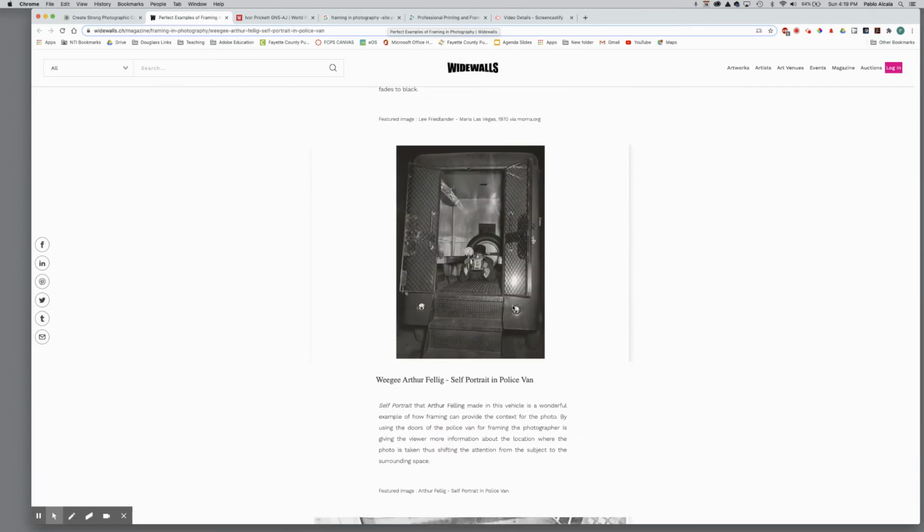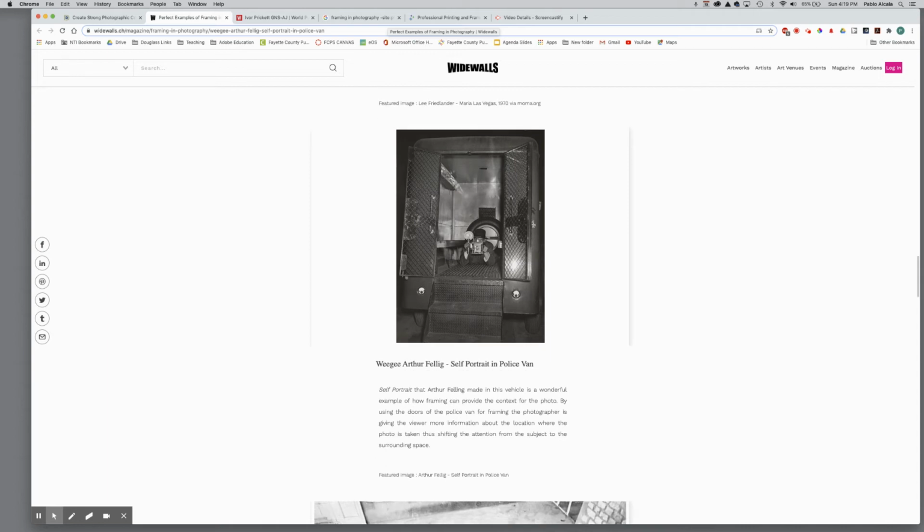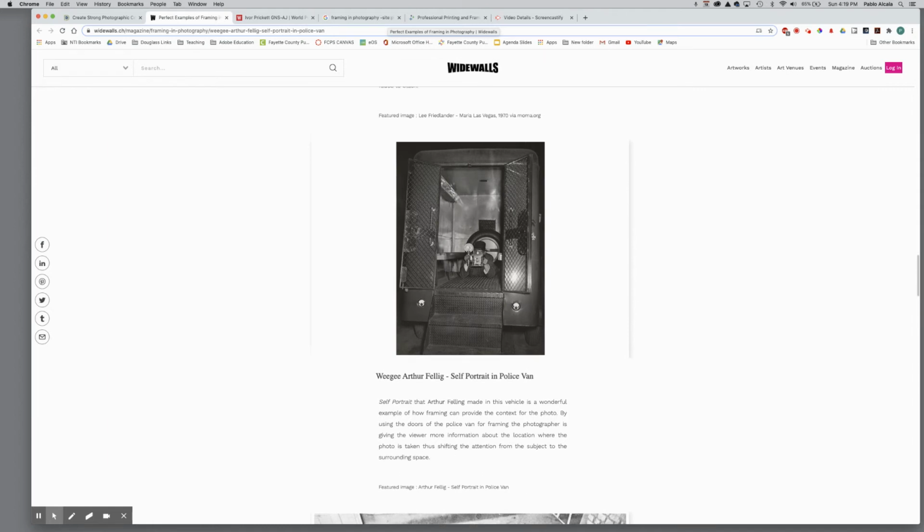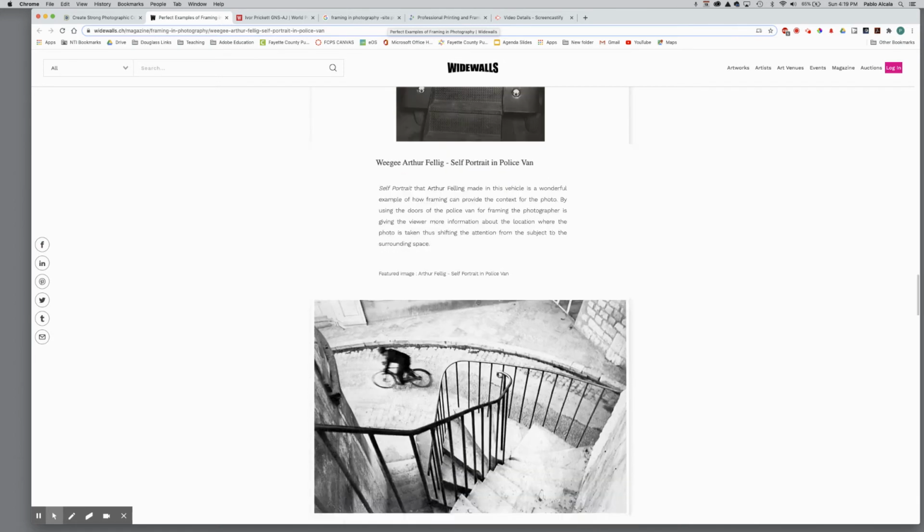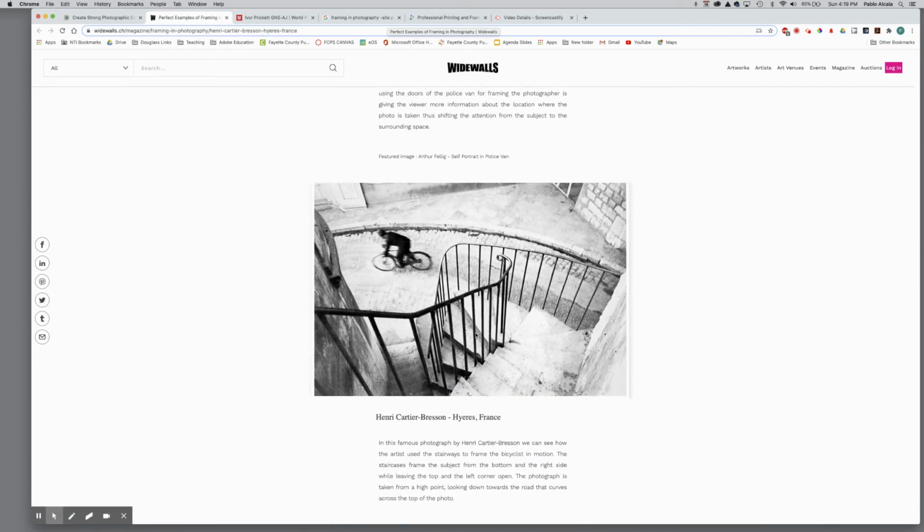Here's a self-portrait of Weegee. He's an interesting photographer. He took a lot of crime pictures in New York City a long time ago, and he probably thought it was funny to get a picture of himself in the back of a paddy wagon there. Henri Cartier-Bresson. He is also a very famous photographer. He's known as the father of, we talked today, the father of photojournalism.